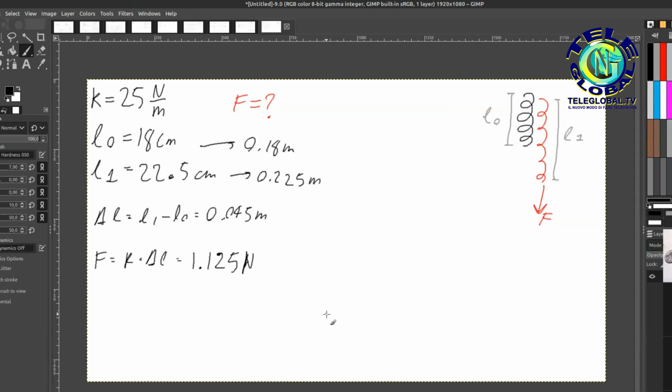I said that I take this answer also that Fatima has. Okay. 1.125 Newton. Good. And Mommy? I got the same thing. Okay, great. Very, very good.